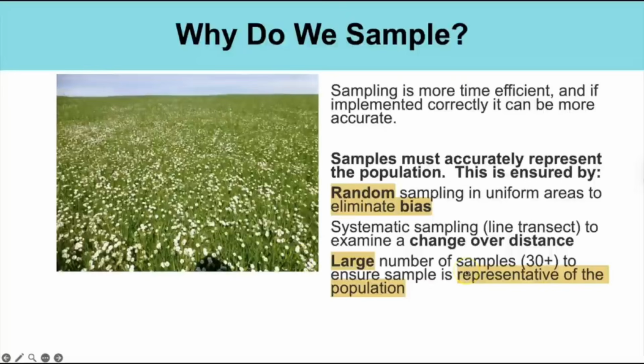Now, if you say large number, that should be fine. If you're going to state a number, I would say 30 plus, just to show it really is large.